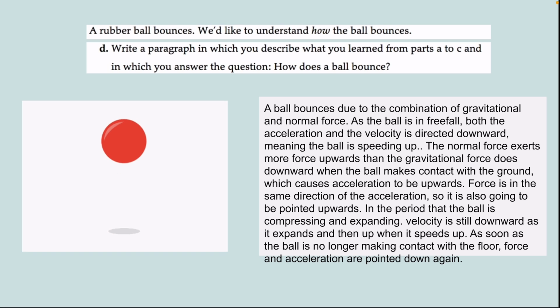which is going to provide that velocity upwards as the ball leaves the ground, where it will still go upwards for a bit even though the acceleration has turned back to being downwards. As soon as the ball is no longer in contact with the floor, force and acceleration are going to be pointed down again. So yeah, that is how a ball bounces. Thanks for listening.